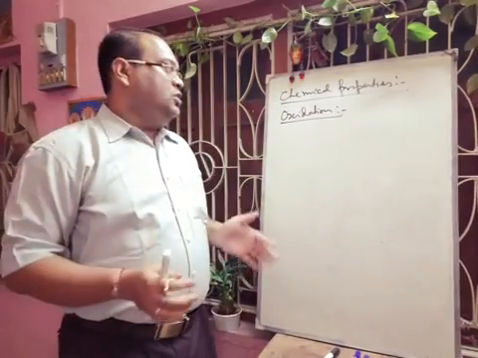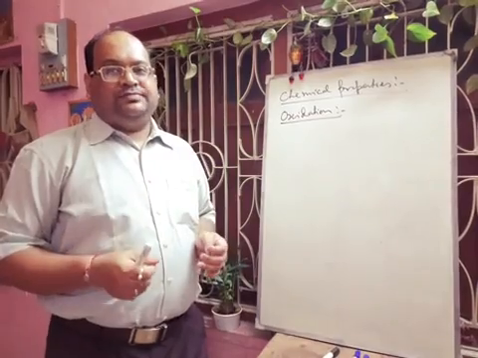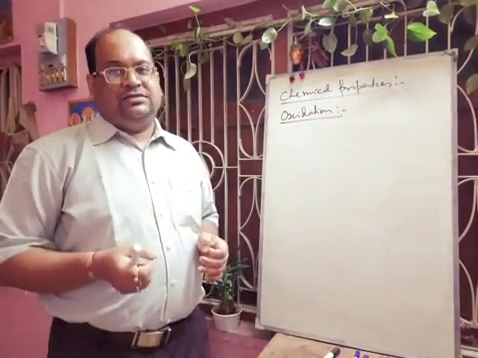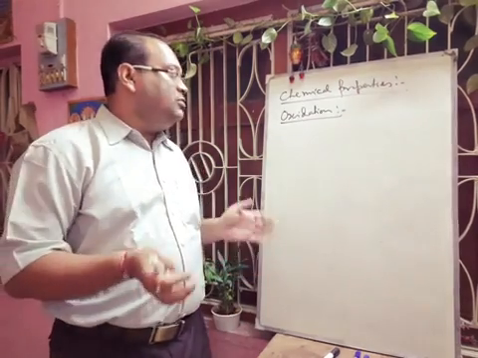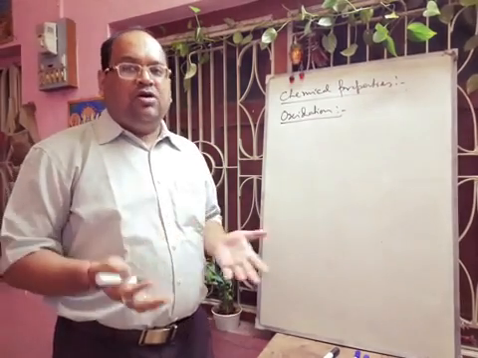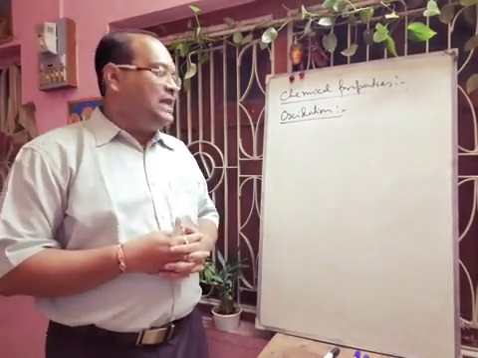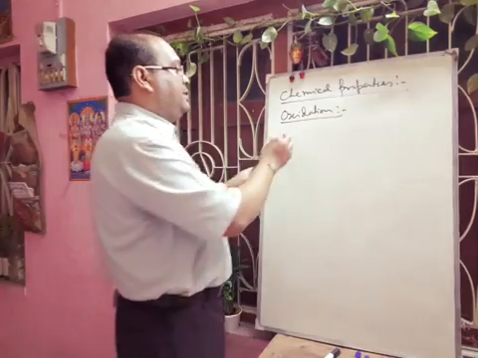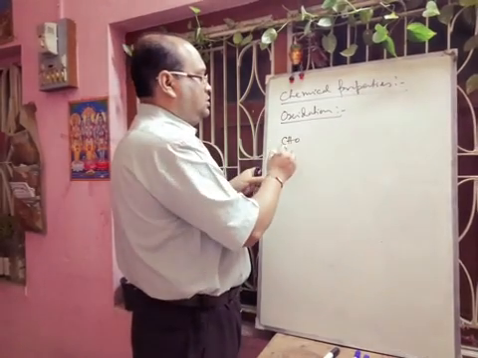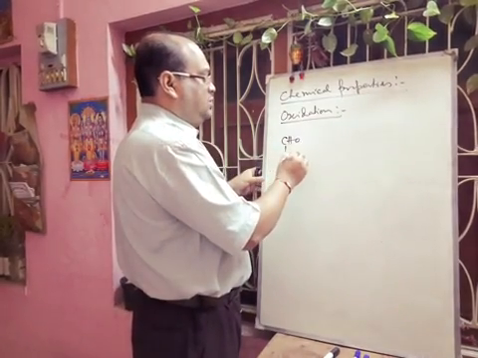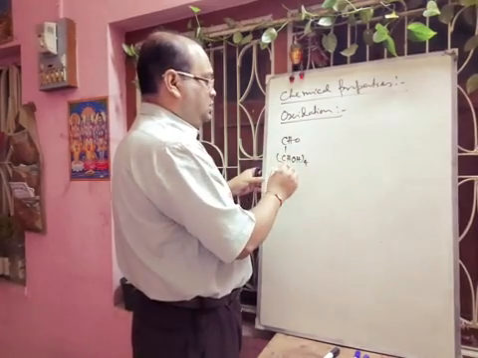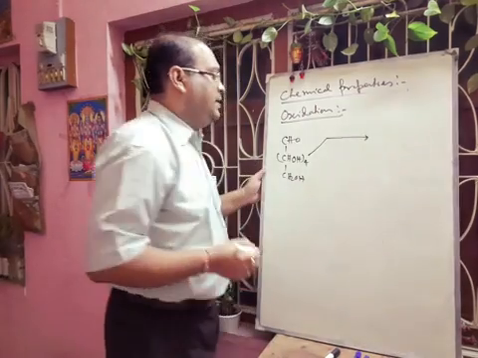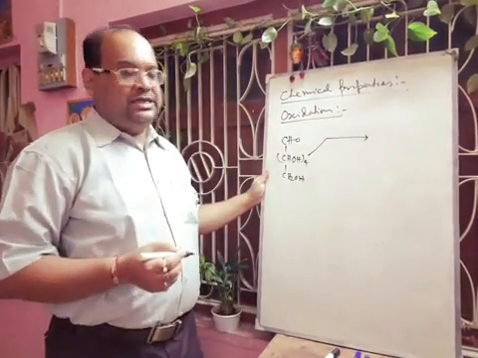Oxidation. Glucose on oxidation with bromine water or any mild oxidizing agent gives gluconic acid, while glucose reacting with a strong oxidizing agent like concentrated nitric acid will give saccharic acid. So now I am writing CHO, (CHOH)4, CH2OH. First we are giving the mild oxidizing agent, bromine water.